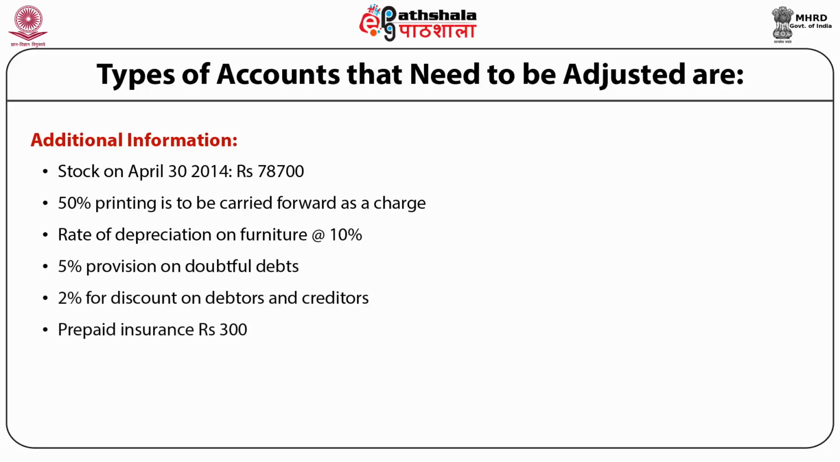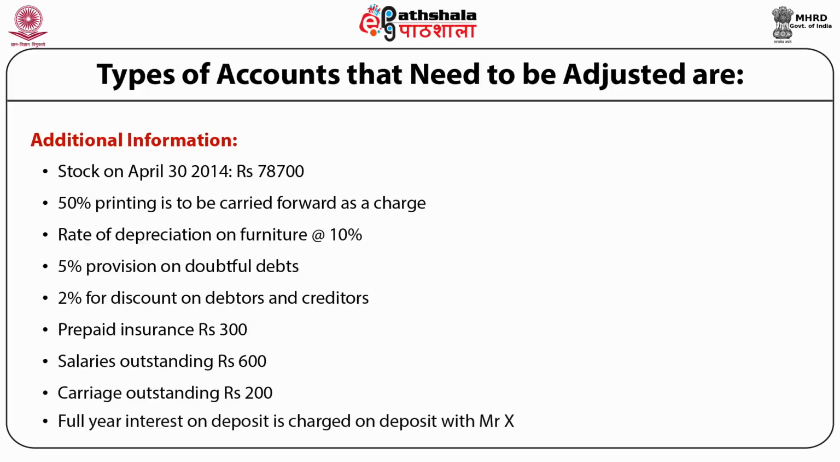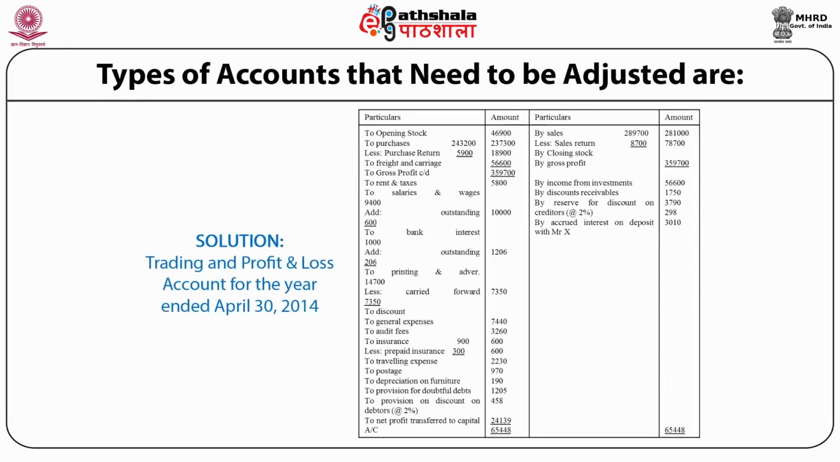Prepaid insurance rupees 300. Salaries outstanding rupees 600. Carriage outstanding rupees 200. Full year interest on deposit is charged on deposit with Mr. X. Trading and profit and loss account for the year ended on 30th April 2014 is prepared and given here.